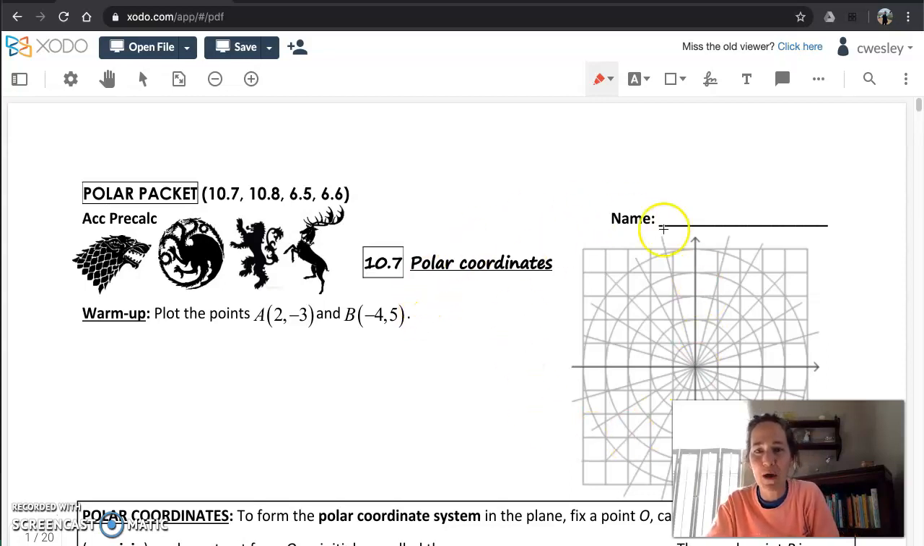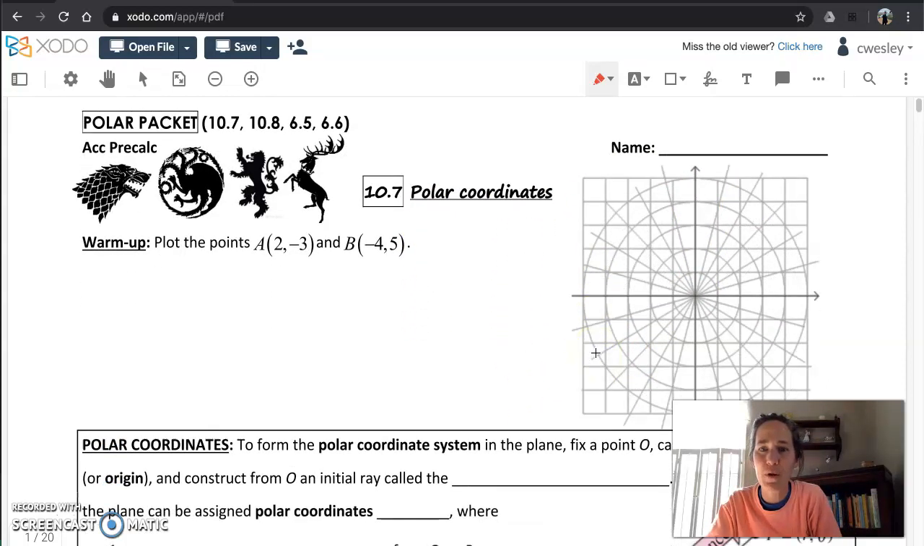Check out this grid here for the graph paper for the warm up. I'm looking at the front of a new packet, a polar packet, on page 1, where we'll look at some examples together today. But the warm up says to plot the points. A is (2, -3), and then B is (-4, 5). So I'm just plotting these regularly, right, as an x comma y. One of them lands down in quadrant 4 and the other falls up in quadrant 2.